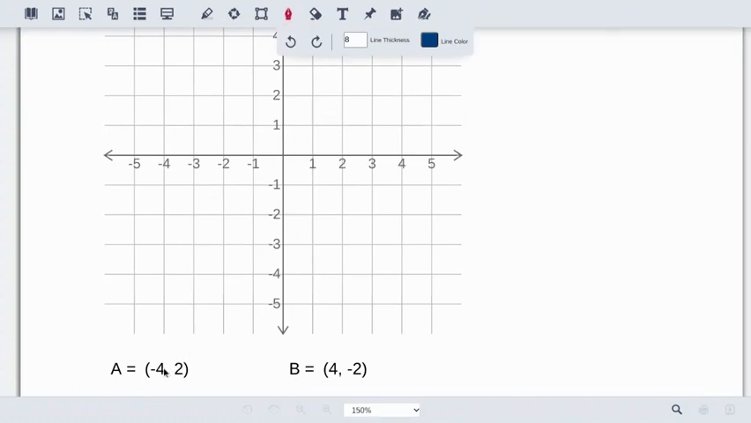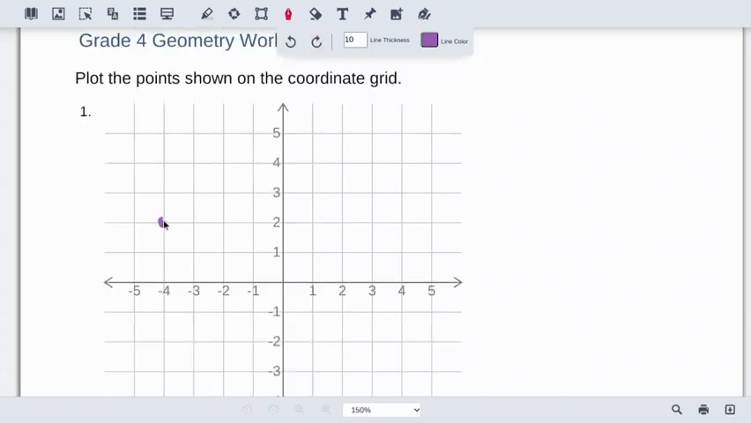And my x coordinate, which is the one going side to side, is -4. So instead of going over here to 4, I'm actually going to go left, and I'm going to find -4. And then it wants me to go to 2. Well, because there's no subtraction sign in front of the 2, that means it's positive. So I'm going to go up. If there was a subtraction sign in front of the 2, that would mean it's negative, and I would go down. So I'm going to go -4. I'm going to go up to the 2. So I'm making a point at -4, 2.